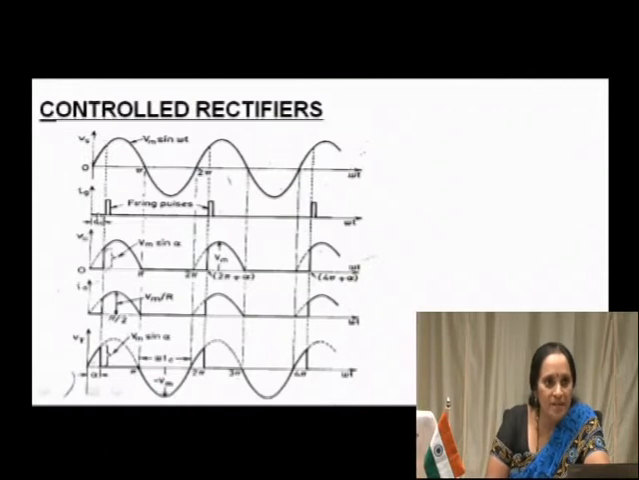The moment I trigger the SCR at some firing angle, I am going to have voltage appearing across the load and maximum current flowing through the load. So, for the remaining positive half I am having output voltage as well as output current, and the voltage across the thyristor at this instant of time is 0.